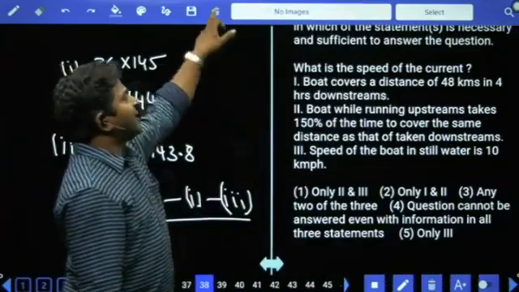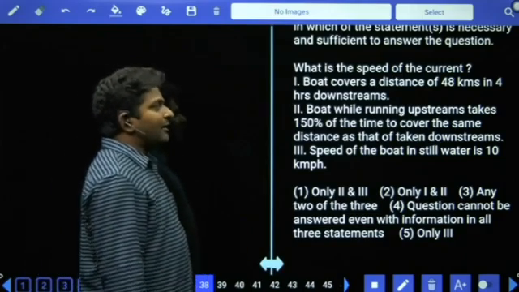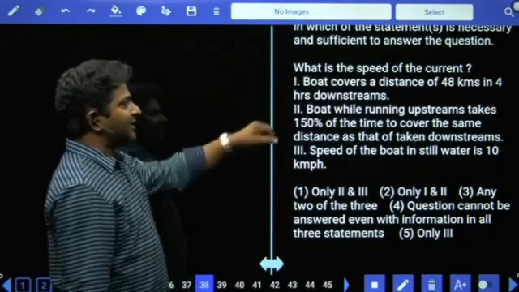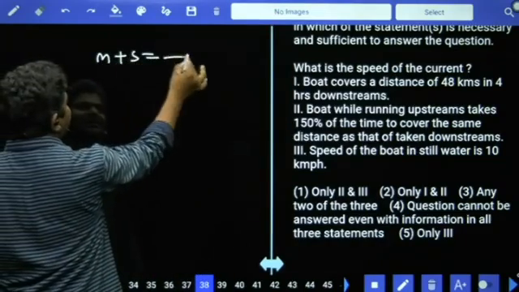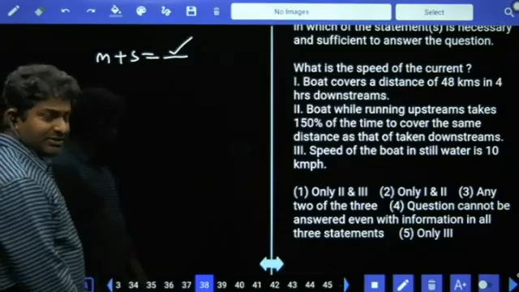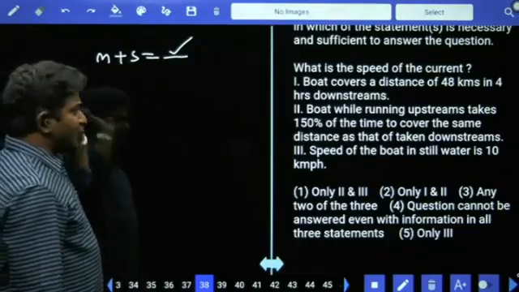What is the speed of the current? Stream speed is equal to how much? A boat covers a distance of 48 kilometers in 4 hours downstream, meaning m plus s is equal to, known to us, 48 by 4. Answer cannot be found using 1 alone.